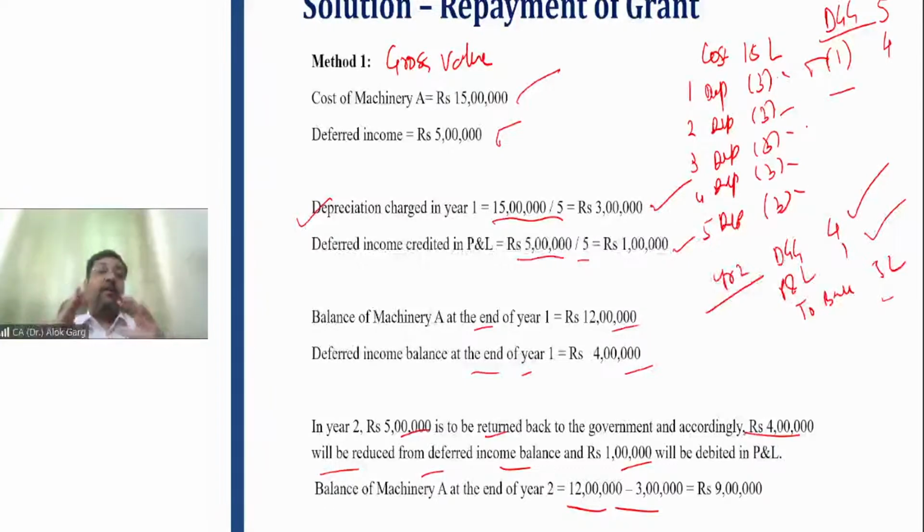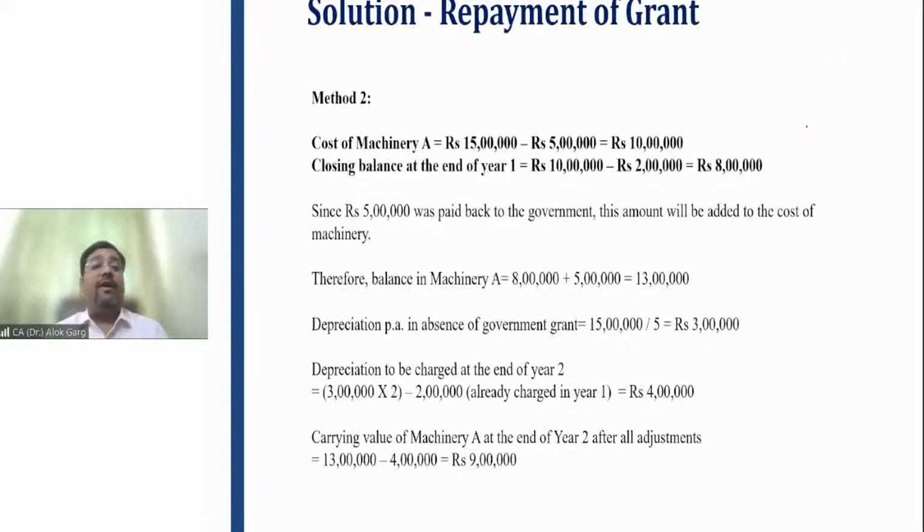So very simple. If the company is following the gross value measurement of asset and deferred government grant, in that case, the life of the asset will not change. Why? Because we have measured the asset at full value. But the government grant has to be amortized, and whatever is the unamortized balance has to be debited and the full value has to be paid and the difference will be taken into the P&L.